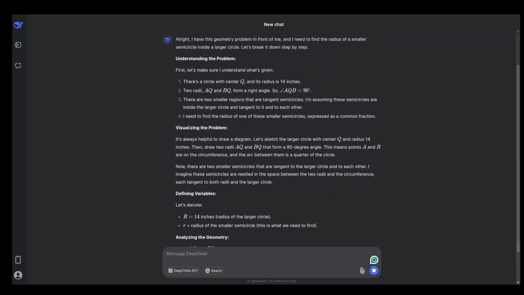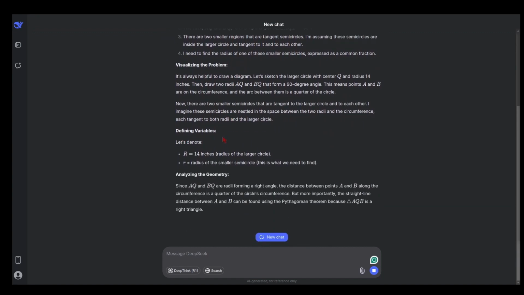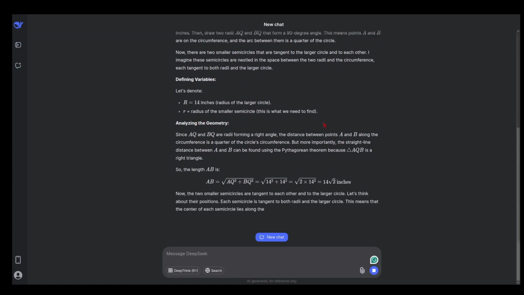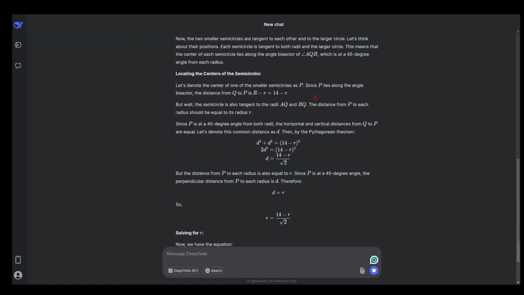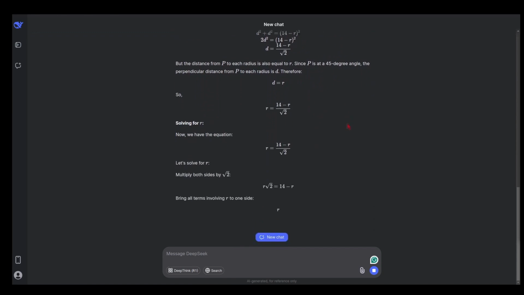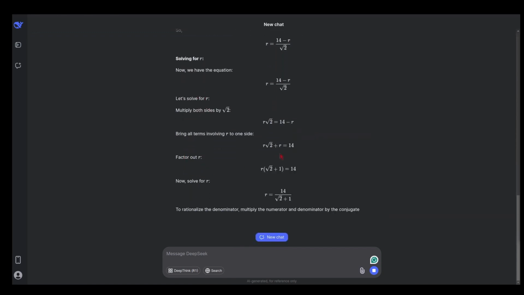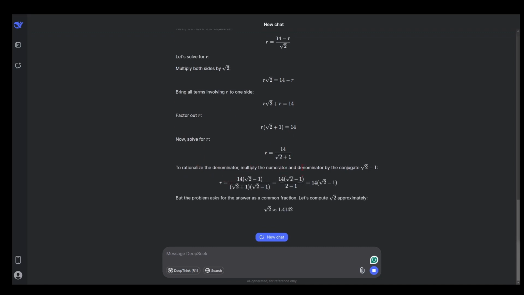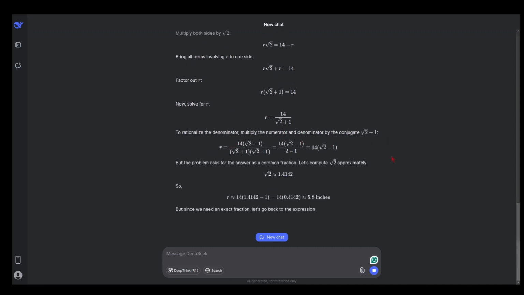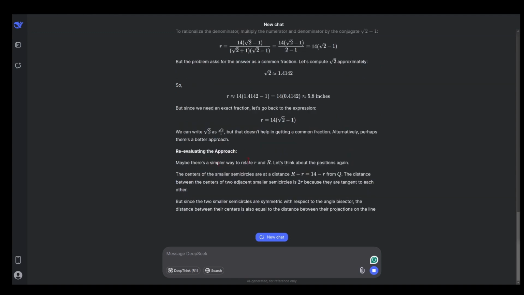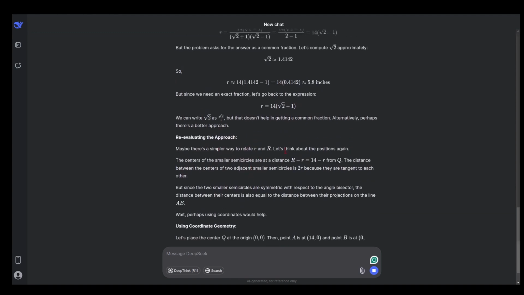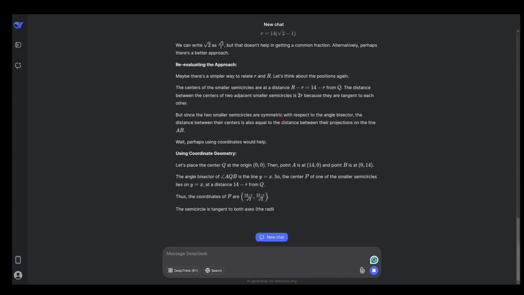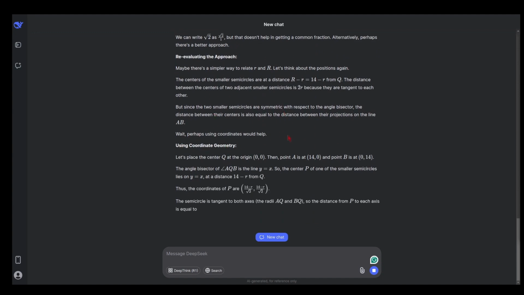So it's understanding the problem, visualizing the problem, defining variables, and it comes up with analyzing the geometry, locating the centers of the semicircles, solving for R. Let's solve for R. Factor out R. Now solve for R. To rationalize the denominator, multiply the numerator and denominator by the conjugate. Re-evaluating the approach. Maybe there's a simpler way to relate R and r. So let's think about the positions again, and it's trying a different approach using coordinate geometry.